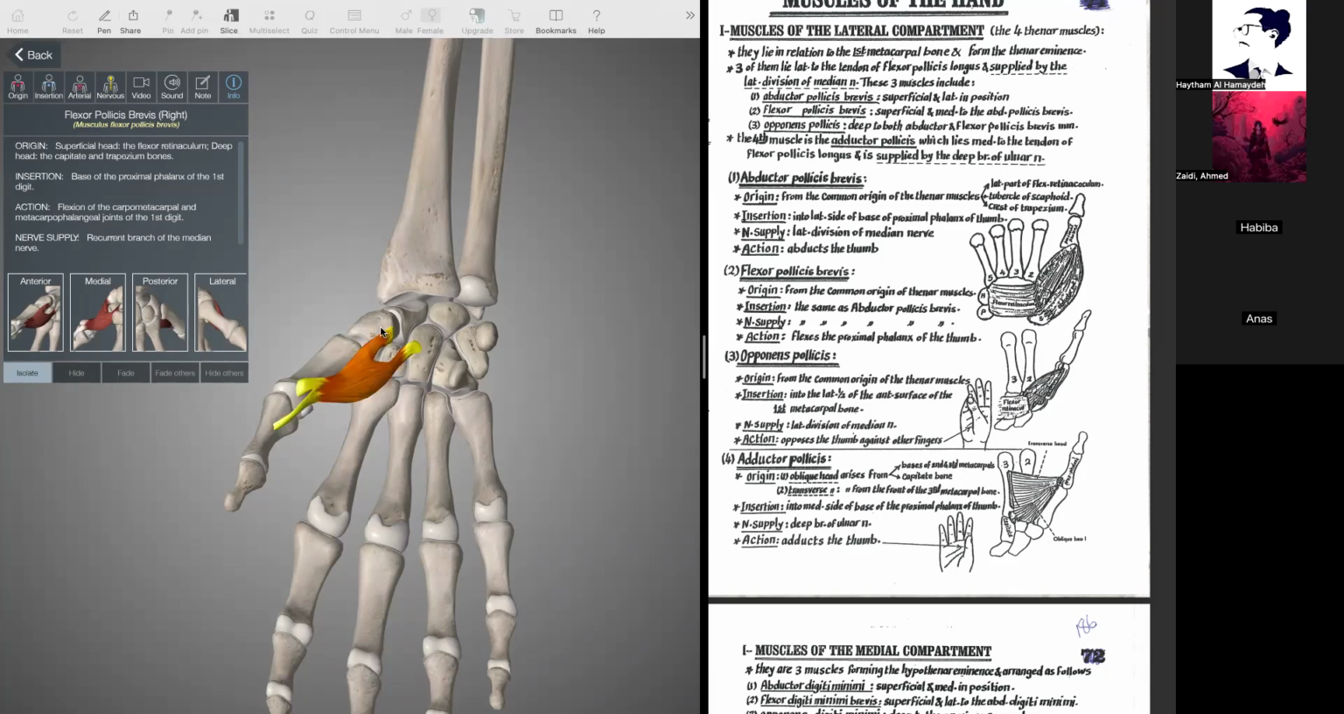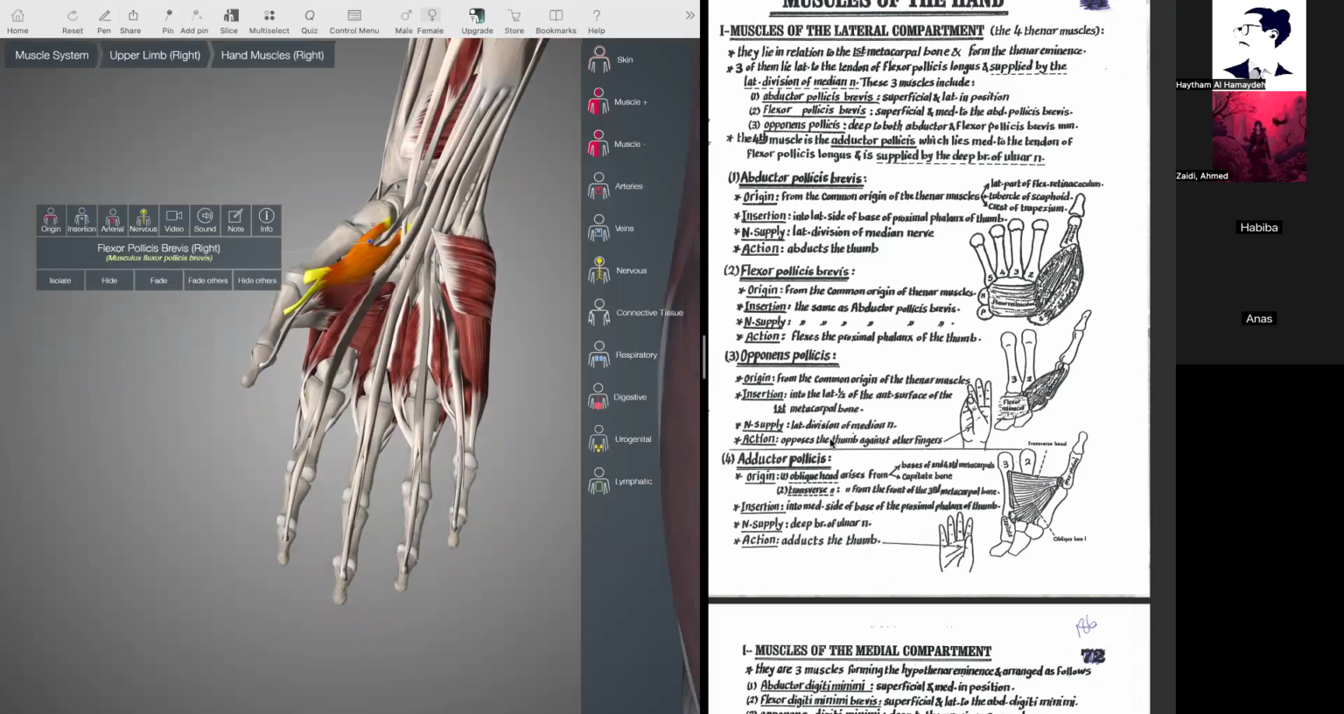So now, the origin: capitate and trapezium. And insertion: base of proximal phalanx of the thumb. And the nerve is median nerve.